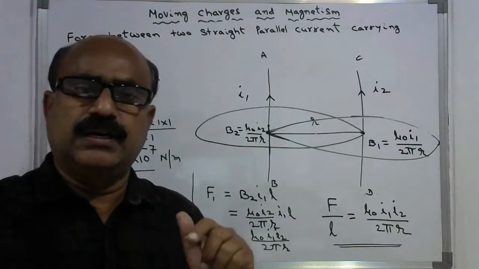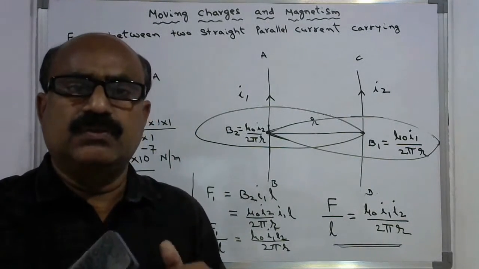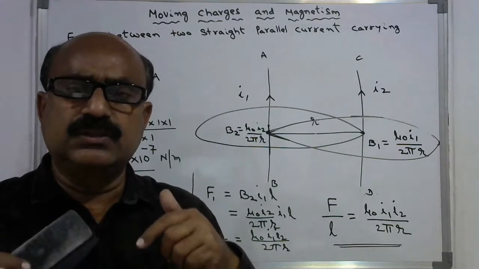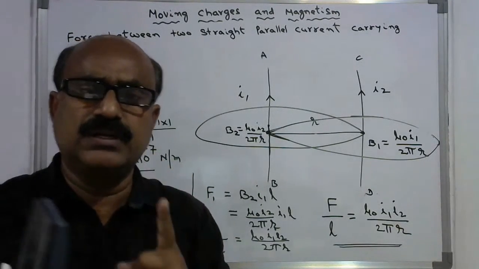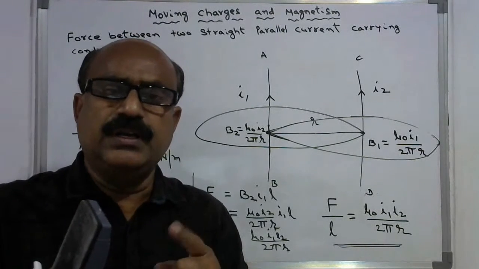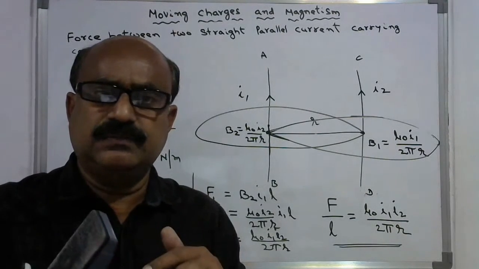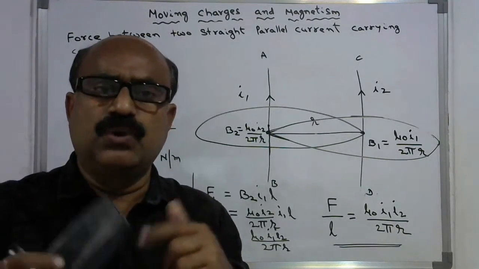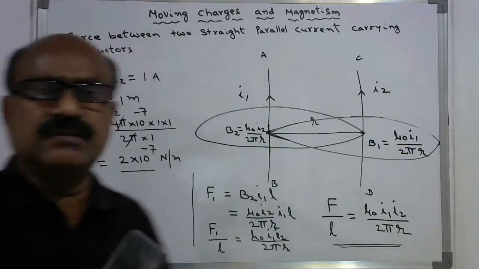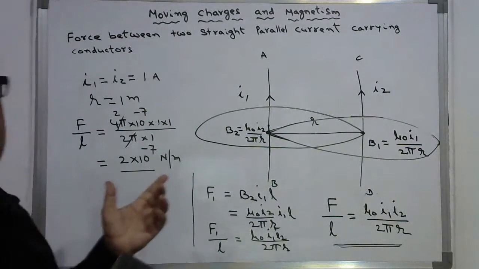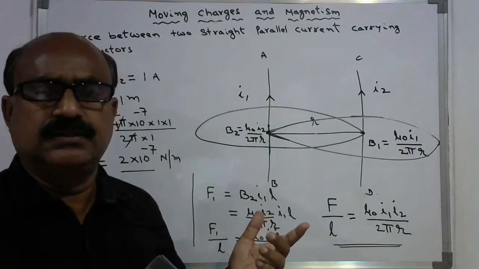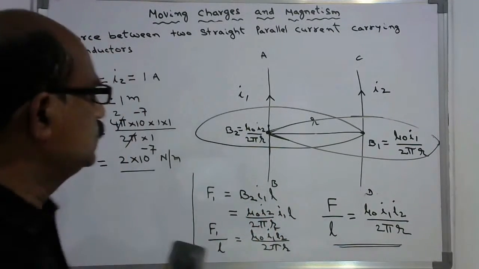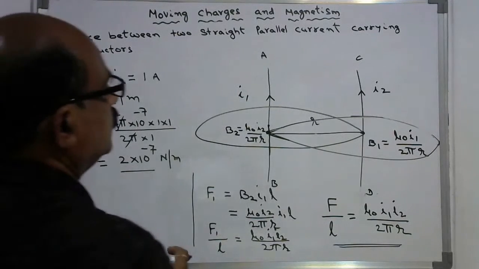Or in the other way, let us define it. If 1 ampere current is sent through two conductors separated by a distance of 1 meter, and they repel or attract with a force of 2 into 10 power of minus 7 newtons per unit length, per 1 meter, that is called 1 ampere. So this is how 1 ampere can be defined.